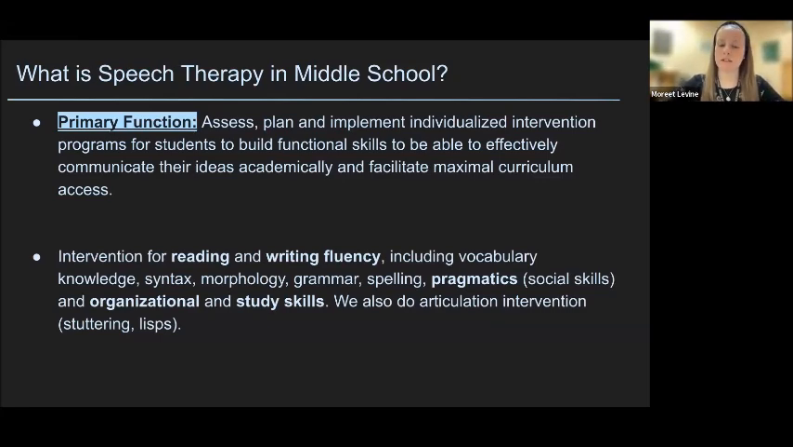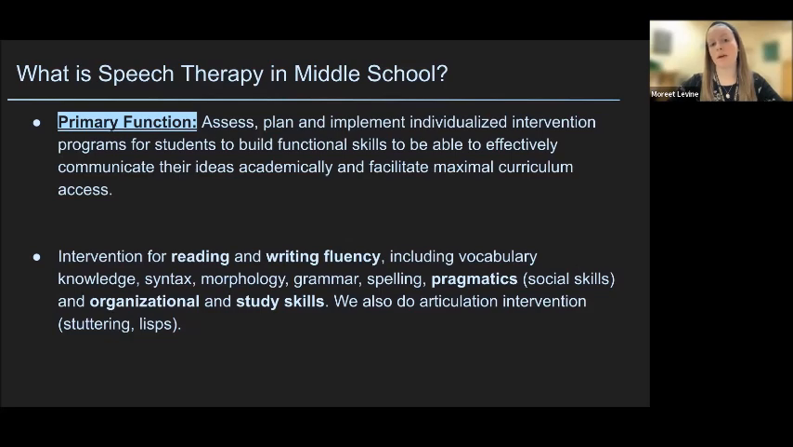So I do intervention for reading and writing mostly. I work with students on their reading and their writing skills. And that includes vocabulary, so learning new words, and syntax, which means sentence structure. In the recording, you'll be able to read more specifics in the second paragraph if you want to see the specific areas. Sometimes articulation, like how to say the sounds of letters, but in middle school, that's often already mastered. So it's mostly reading and writing.